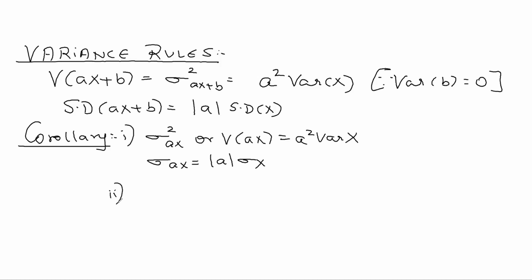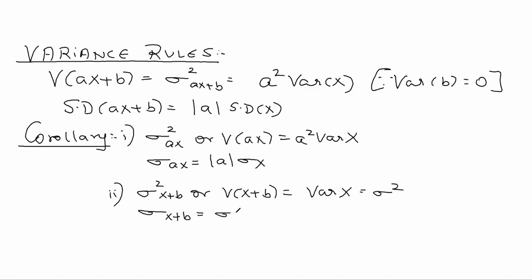Second corollary is sigma square of x plus b, or variance of x plus b, will be just equal to variance of x only, which is nothing but sigma square. Similarly, standard deviation of x plus b will exactly be equal to standard deviation of x. So this is a corollary which we can obtain from the basic rule.